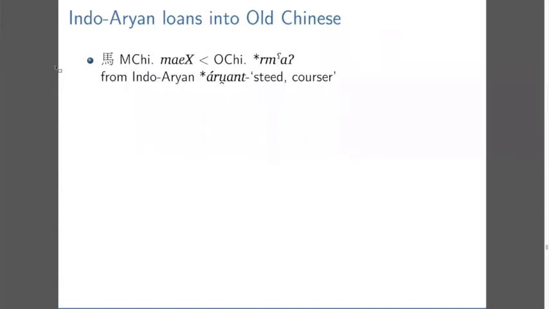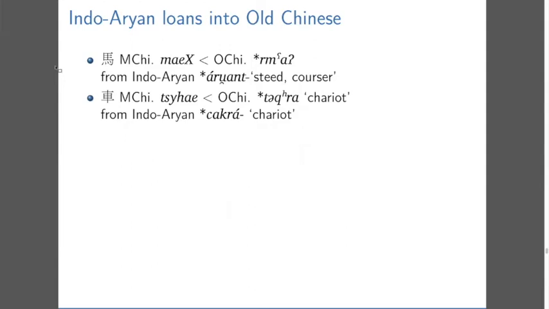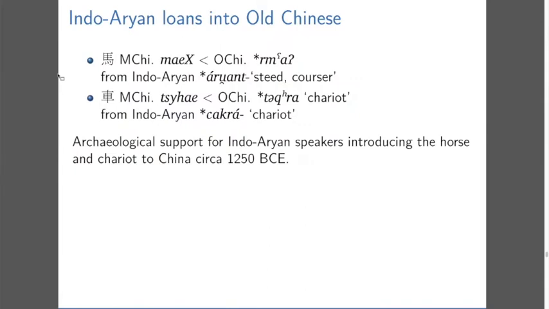Moving on, Indo-Aryan loans into Old Chinese. So I think that the word for horse in Old Chinese was something like rma, and that it comes from arwant in Indo-Aryan. And this is based on work that's still unpublished with Hannes Fellner and Dieter Gunkel. Maybe a less controversial example is the word chariot, which is borrowed from the Indo-Aryan word for wheel. And archaeological evidence, I think, is totally unambiguous that Indo-Aryan speakers introduced the horse and chariot to China around 1250 BC, which incidentally is also when the Chinese invented their riding system. Although that's surely a coincidence, right?